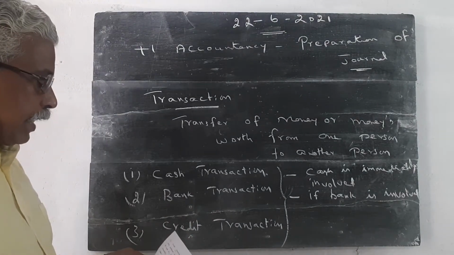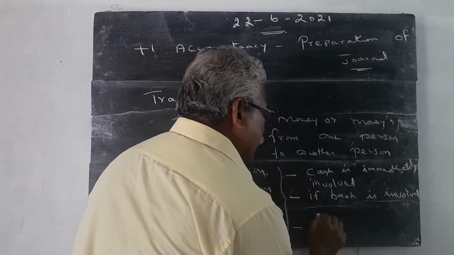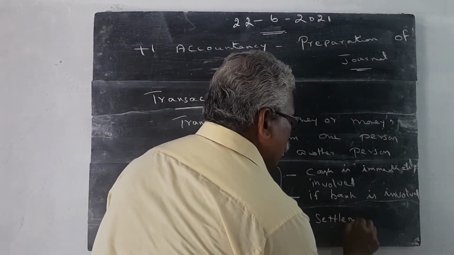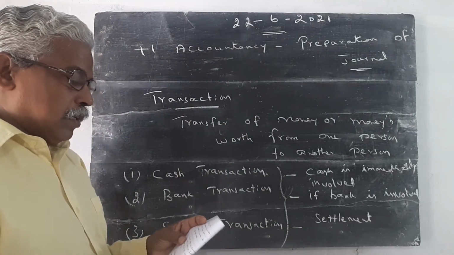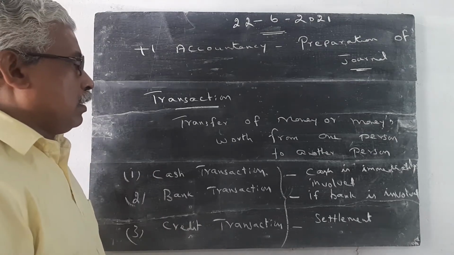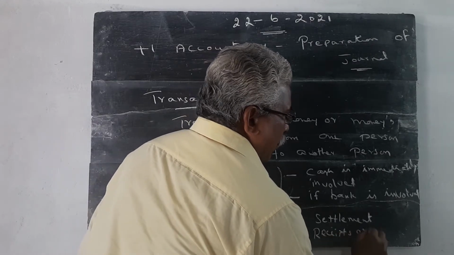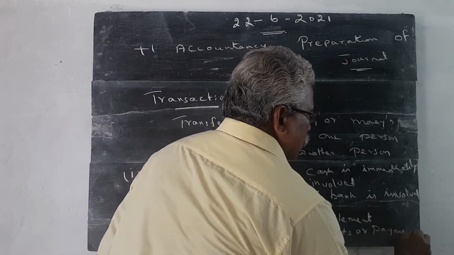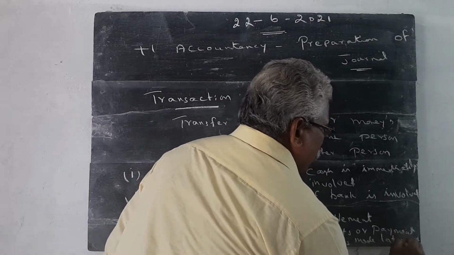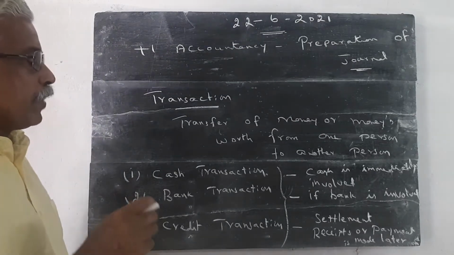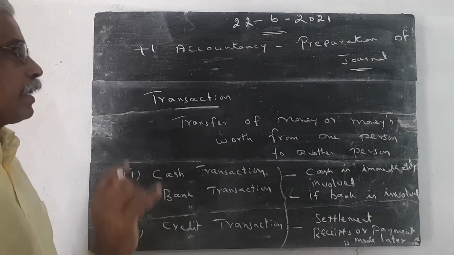Then what is a credit transaction? When settlement is made not immediately but later, the receipt or payment is made later. The settlement of receipts or payment is made later. It is called a credit transaction.